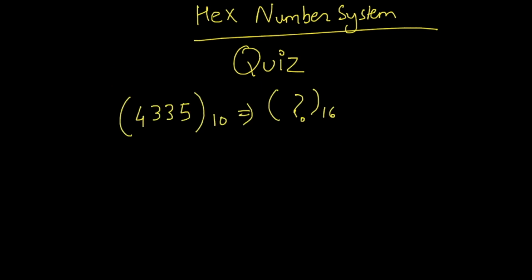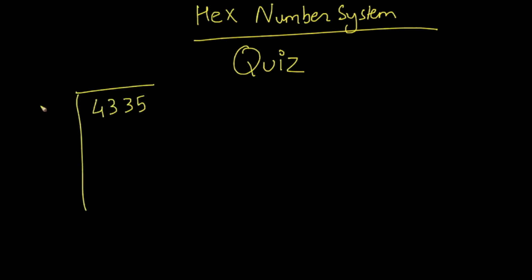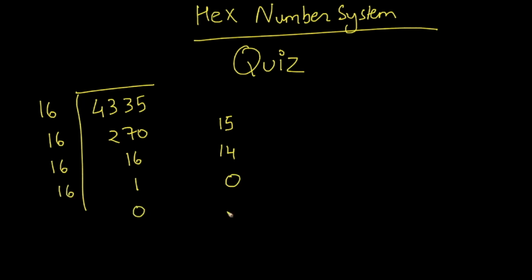So here's the quiz for you. Convert the decimal number 4335 into its equivalent hexadecimal notation. So just like we did last time, we'll start dividing the number by 16 again. 4335 divided by 16 will give us 270 and the remainder will be 15. 270 divided by 16 will give us 16 and the remainder is 14. 16 divided by 16 will give us 1, the remainder is 0. 1 divided by 16 will be 0 and the remainder is 1.